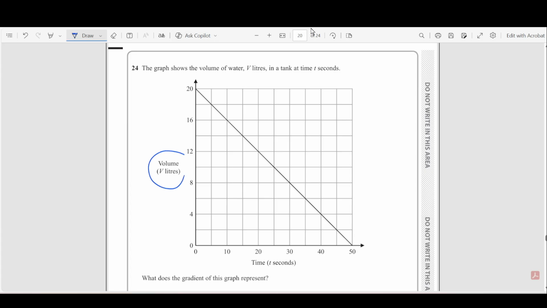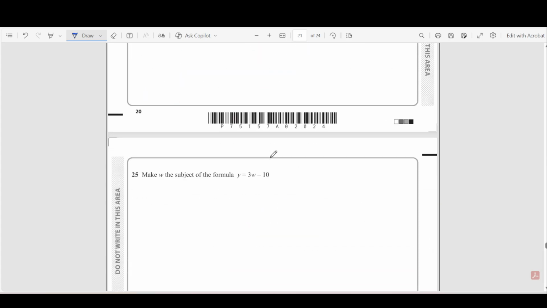On the y-axis we have volume, on the x-axis we have time. So the rate of change of volume of water in the tank with respect to time is shown here, right? So this is what we can write. How y is changing with x. On y we have volume, so how volume is changing with time of a tank. This is what it is showing, right?